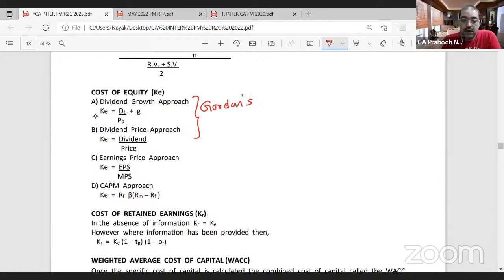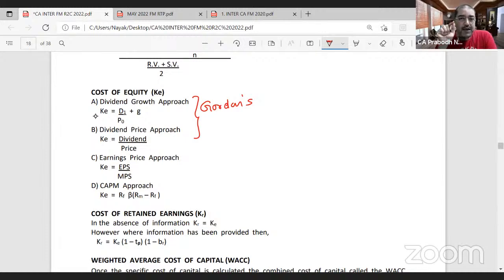So if nothing is given in the problem, you have to go for the first formula. Always remember, I have taught you in the same order in which you have to apply. So first preference is always given to the dividend growth approach: D1 upon P0 plus g. D1 is the expected dividend at the end of the year.